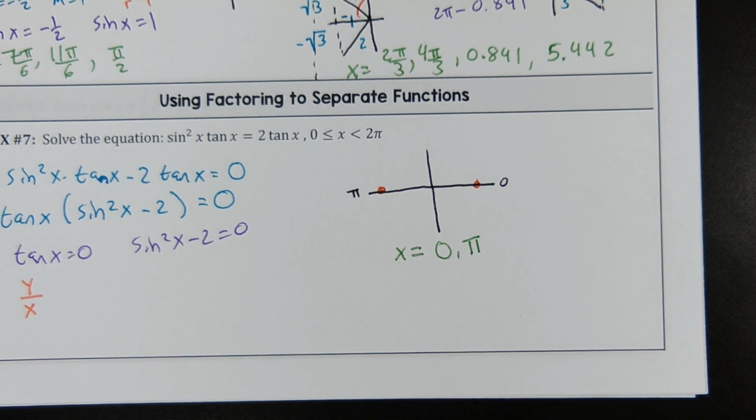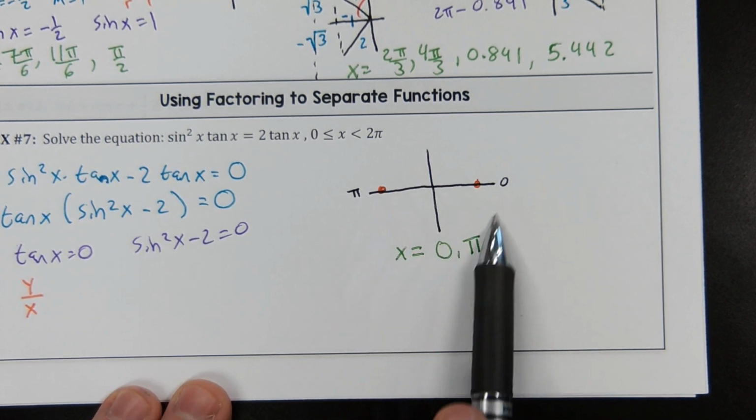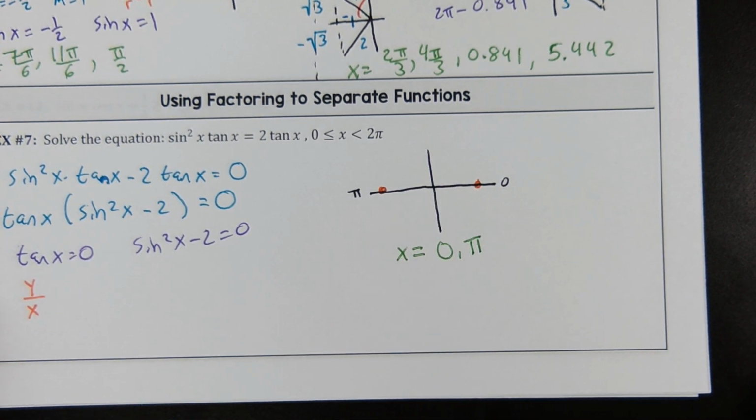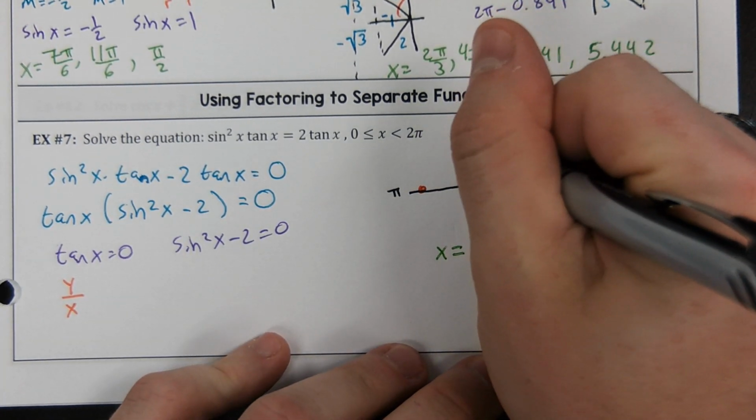Because the period length's pi, what now? Oh no, this is the unit circle, quadrantals. No, these are just my quadrantals. Like this would be pi over 2 and 3 pi over 2.